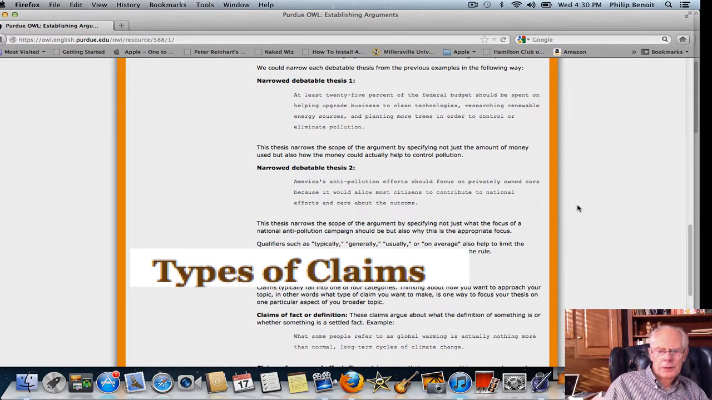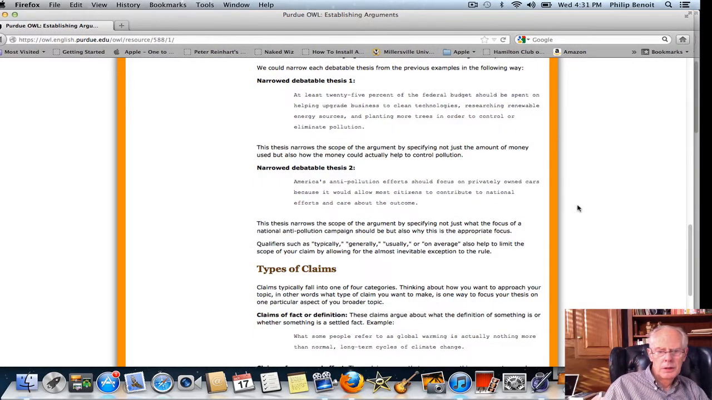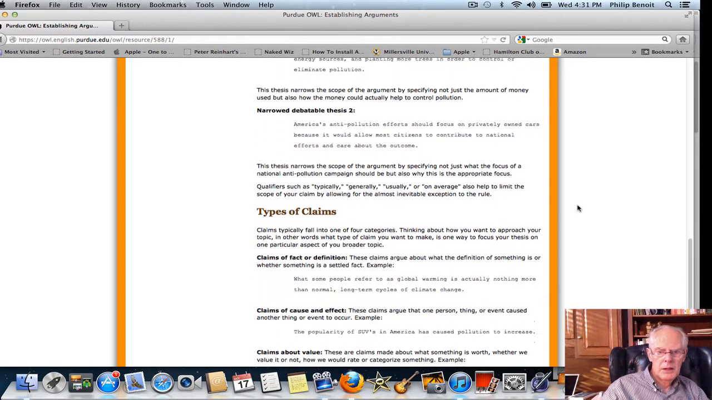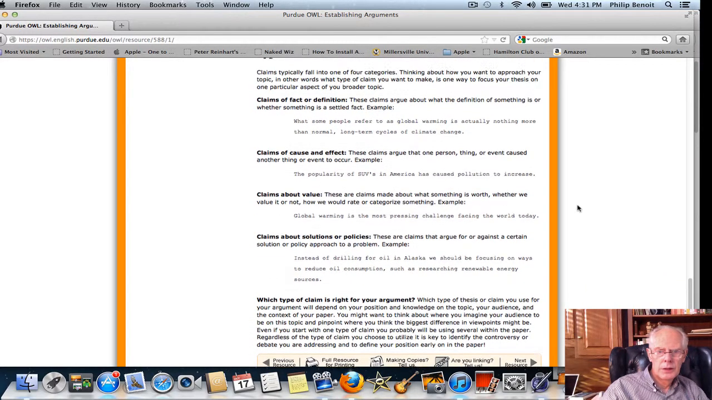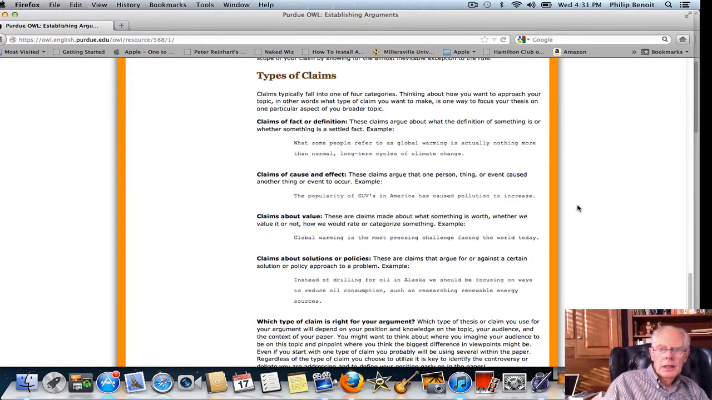Okay, what types of claims should we consider in writing our thesis statement, in developing it? Our claim. What type of claim are we involved in? Let's move down here to this. Claims fall into one of 4 categories. We can think about how we want to approach the topic and what type of claim you want to make. That's one way to focus your thesis on one particular aspect of your broader topic. So we have several possibilities.